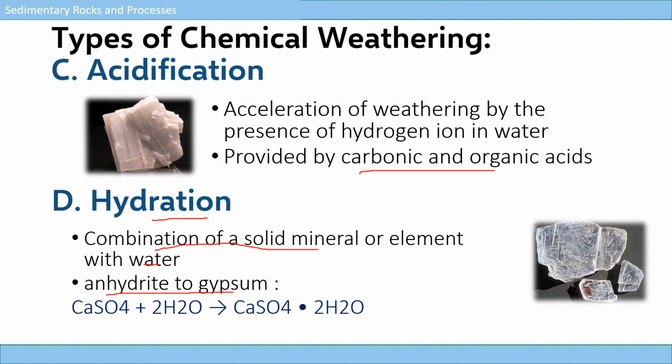Interestingly, anhydrite has a hardness of 3.5, and as you add water to it and transform it into gypsum, gypsum's hardness is actually softer, at hardness 2 on the Mohs scale.